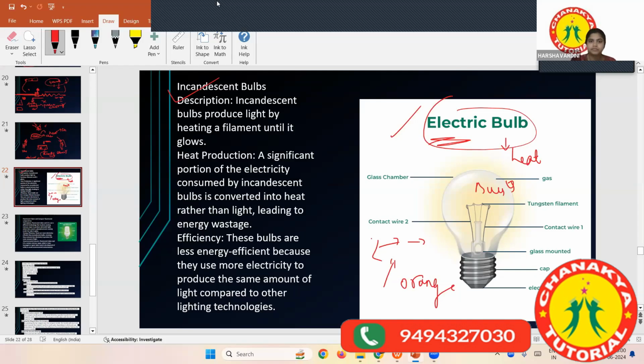Ma'am, when I was making a circuit last year, somehow my tungsten burned. Sometimes it will happen when it is very old, or because of some mistakes or something. Sometimes it may happen.